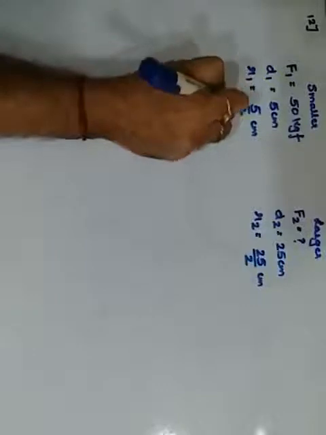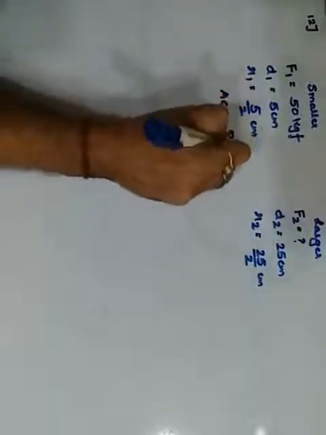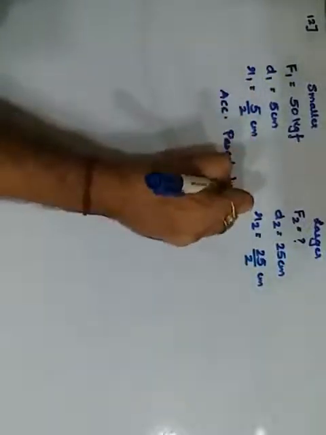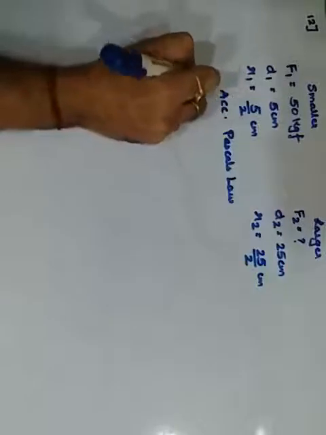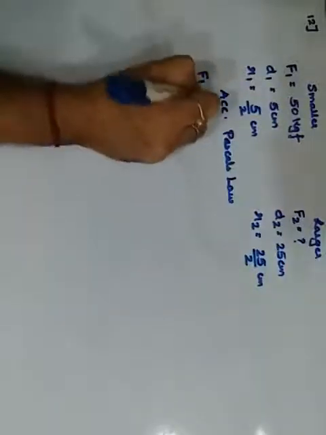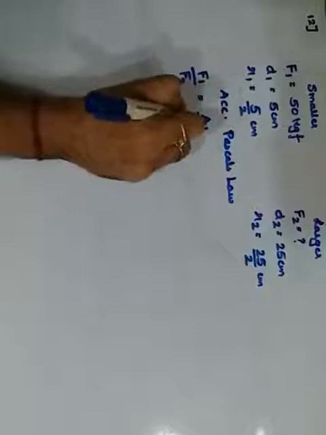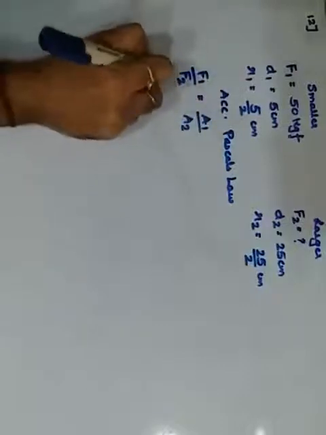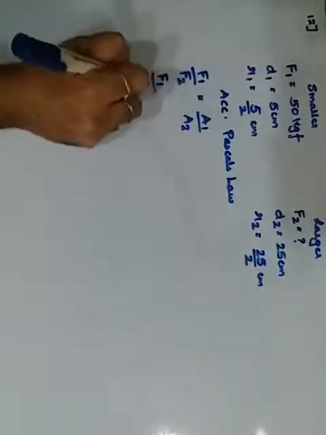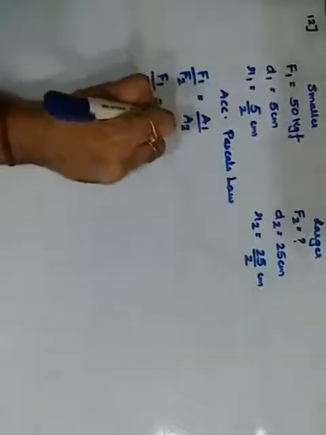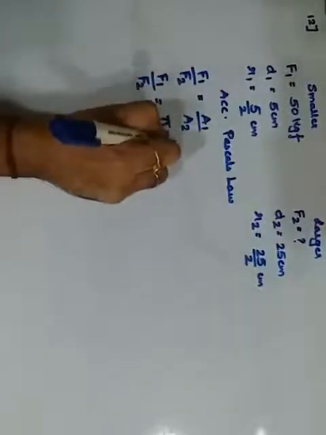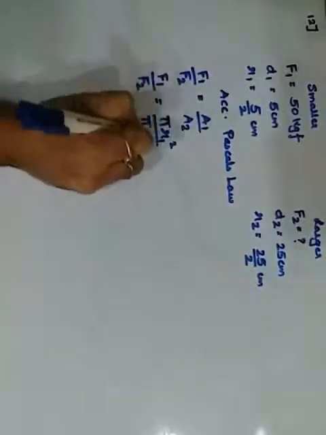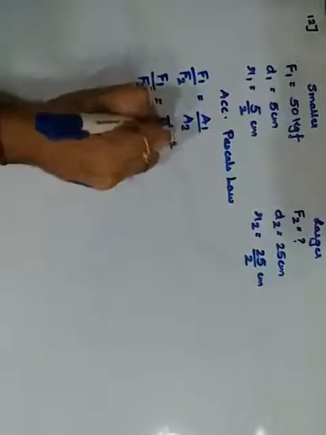Let us see how. So now according to Pascal's law, वापस से, F1/F2 is equal to A1/A2. Okay, F1 I am keeping as it is, F2 I am keeping as it is. Area of circle pi r1 square and here pi r2 square. Pi and pi cancel. Now let us put up the values.